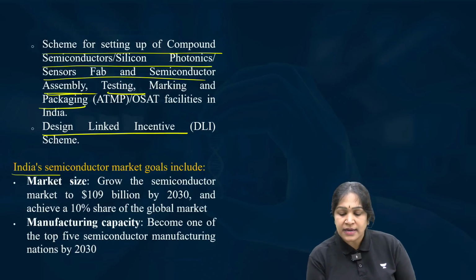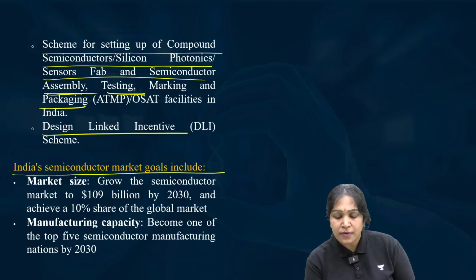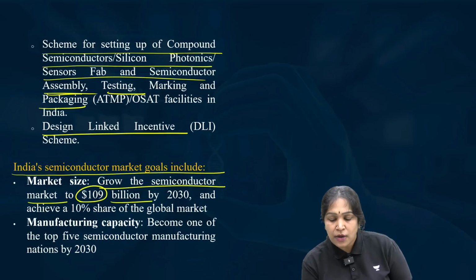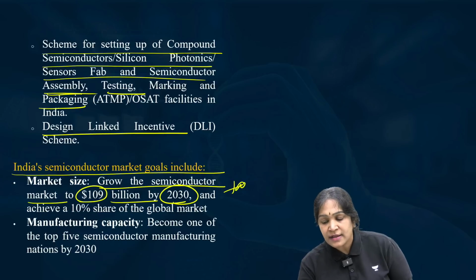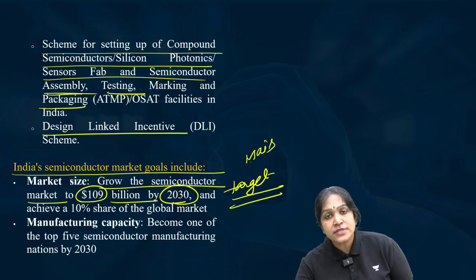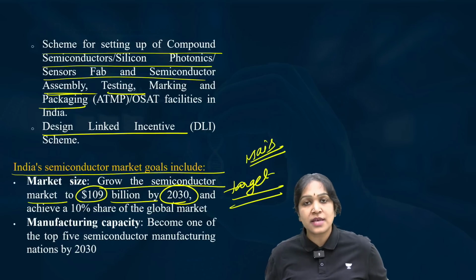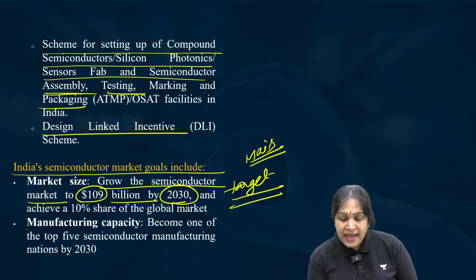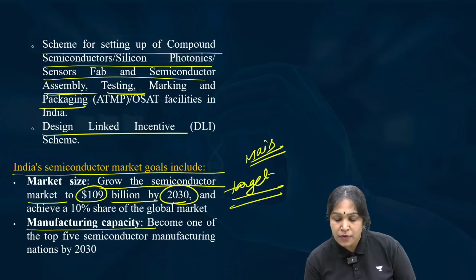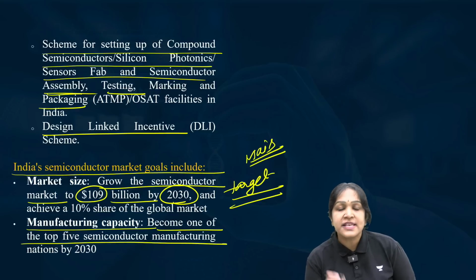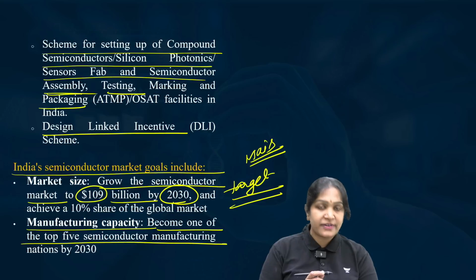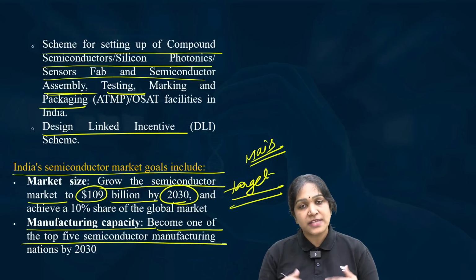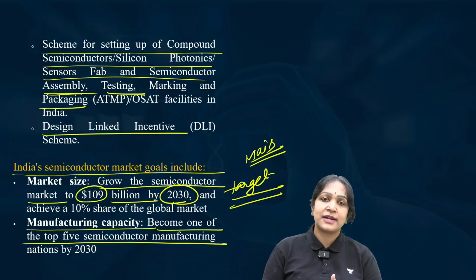And the Indian semiconductor market goals: grow the semiconductor market to $109 billion by 2030 is our target. If this question comes in the mains, such values are also important. For prelims, such values are not important, but for the mains, they are. Manufacturing capacity: to become one of the top 5 semiconductor manufacturing countries by 2030. These are the targets of the Semicon India program or Indian Semiconductor Mission.